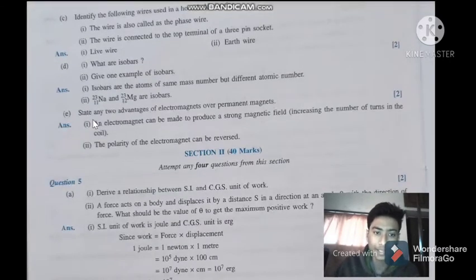Okay, next, state any two advantages of electromagnets. So this also you don't have. Let's go forward. Now we are entering into section B. So please pay attention to this section, because this section is a bit critical and it analyzes how much you have studied the concepts deeply. Okay, let's go forward. Now it states question number 5a.